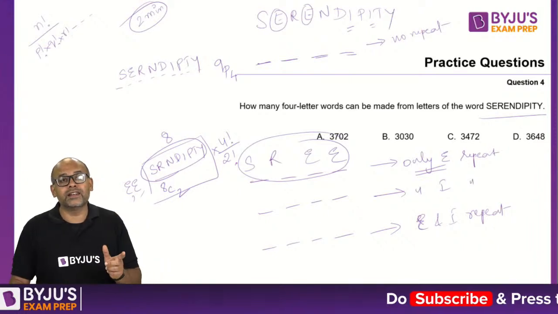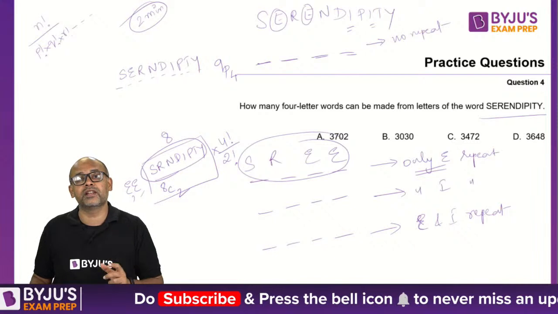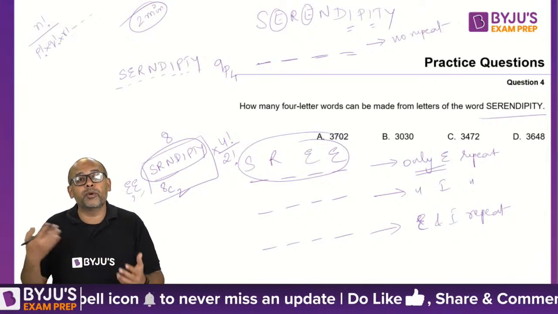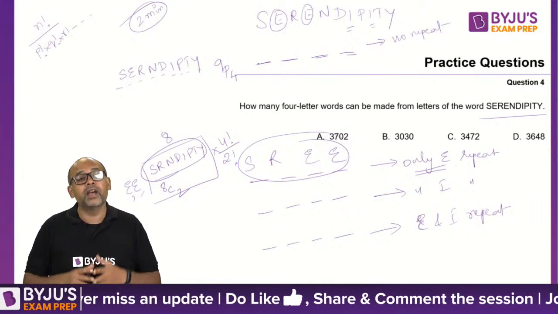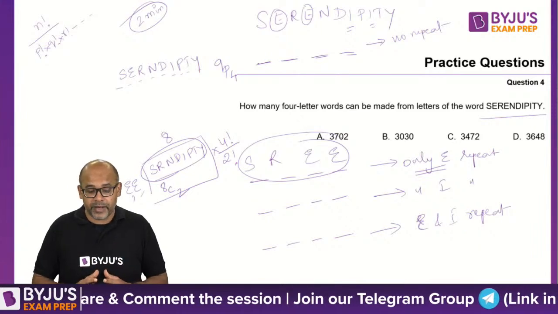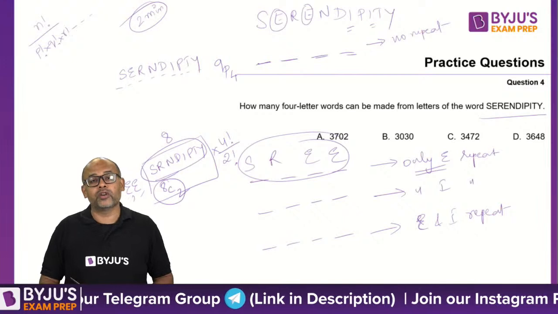If there are n letters and there are p things which are repeated, q things that are repeated, r things that are repeated and so on, then using all the n letters, the number of words that can be formed is given by n factorial by p factorial, q factorial, r factorial. This is the theory behind it. So here you get 8C2 into 4 factorial by 2 factorial.